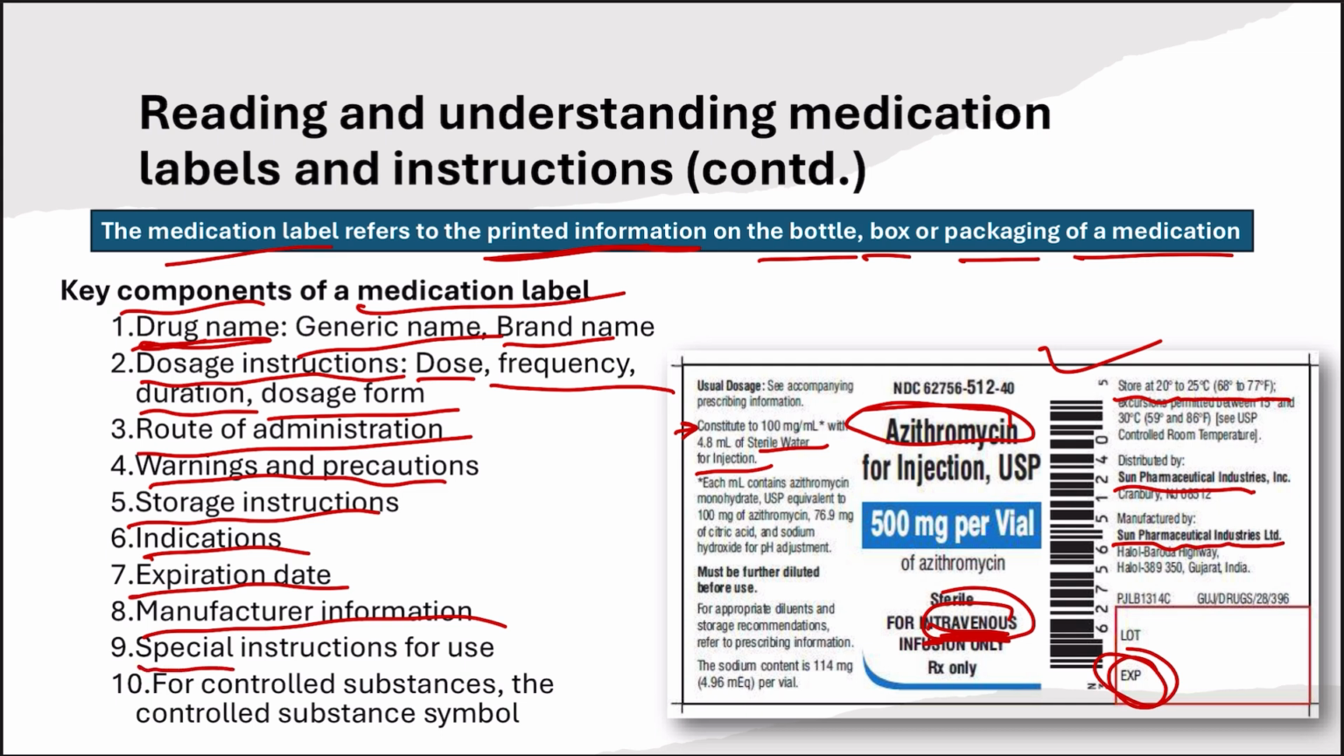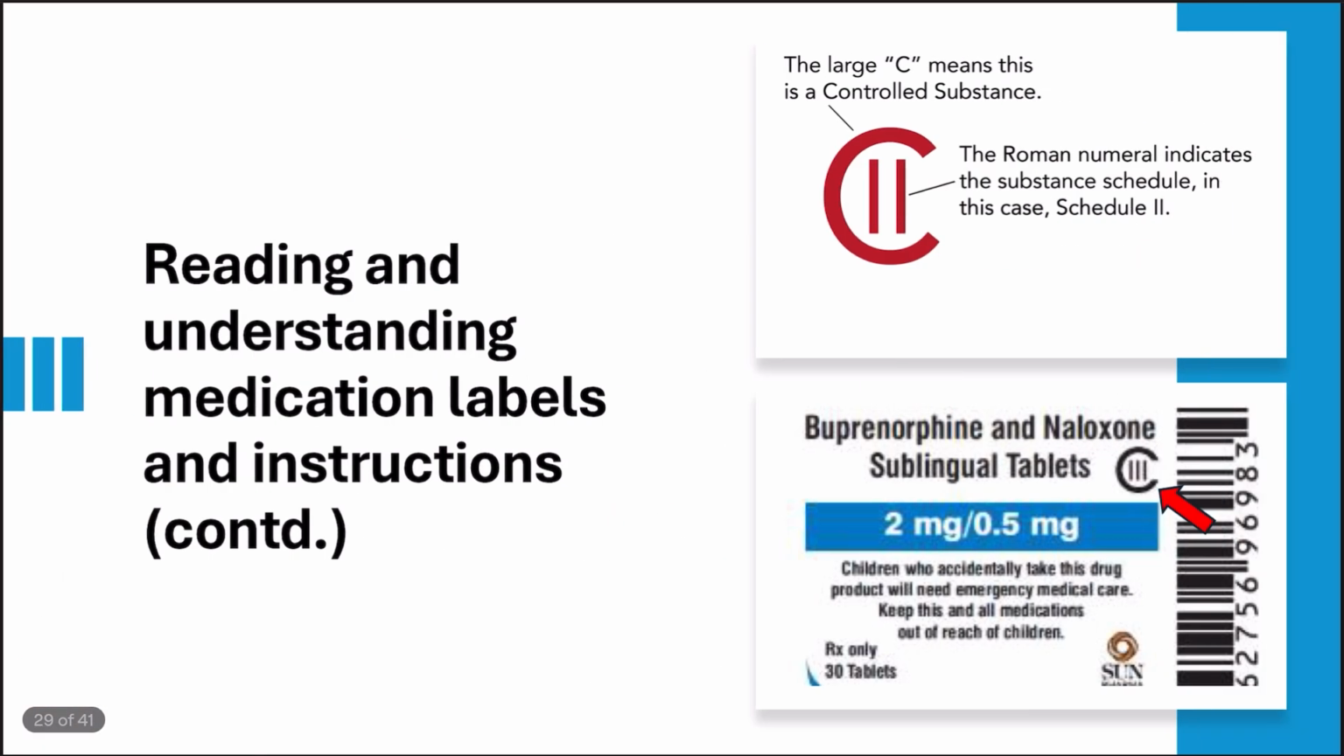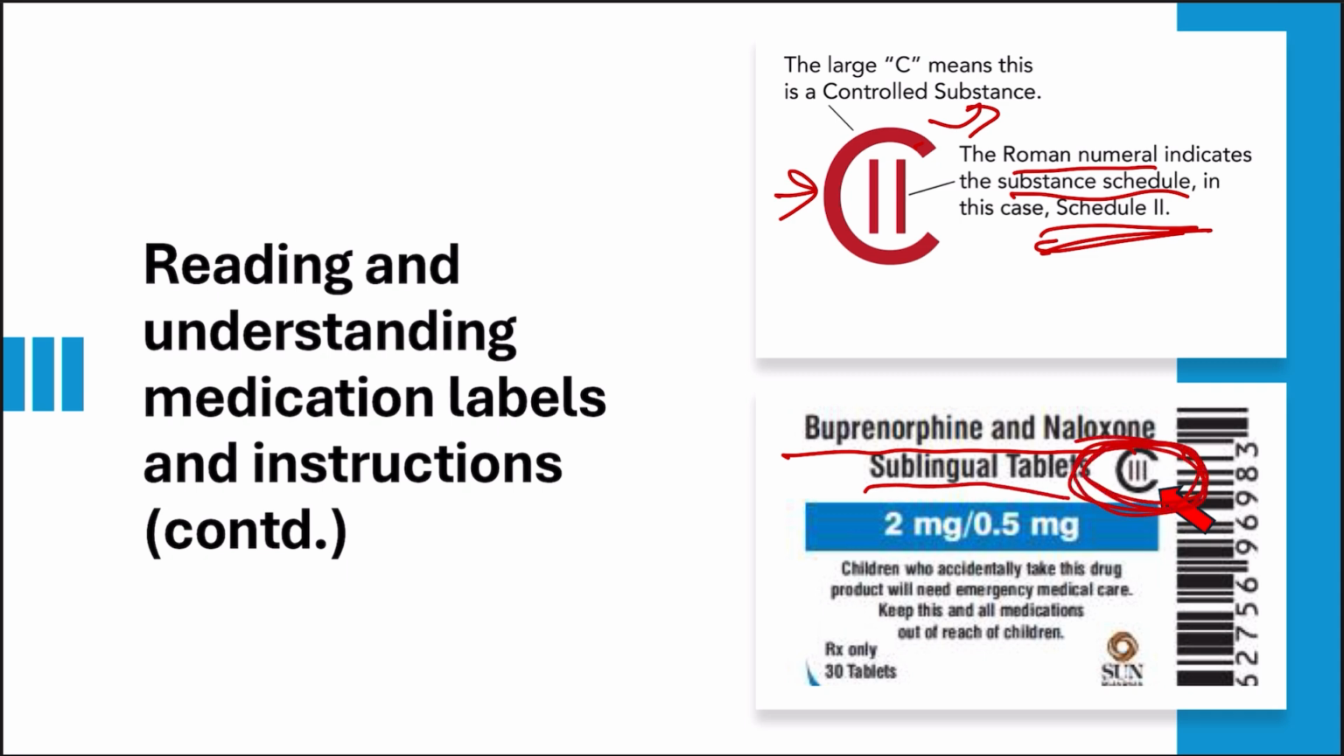Apart from this, there are also special instructions for use, plus those for controlled substances. Controlled substances are substances which can cause addiction. In that case, we will have the controlled substance symbol, as you can see in this image. Inside this symbol we have a Roman numeral indicating the substance schedule, here schedule 2, and C means it is a controlled substance. As you can see here, buprenorphine and naloxone sublingual tablets carry the symbol for the controlled substance, meaning it can lead to abuse and addiction.